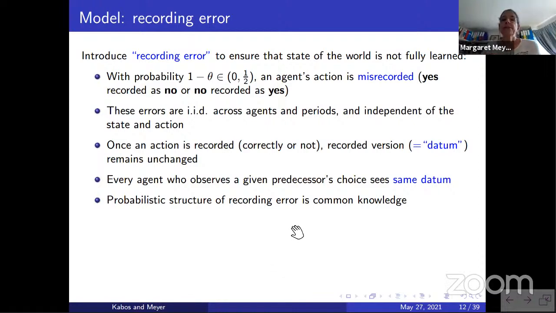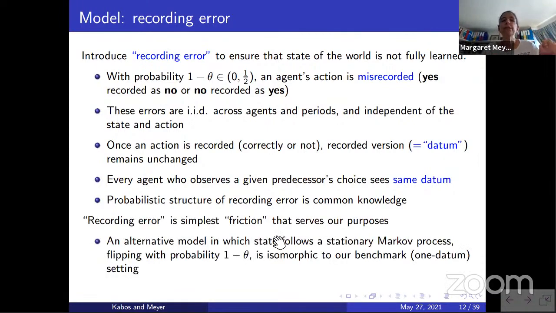I could have relaxed some of these assumptions. This is the simplest, to my mind, way of introducing a friction that serves the purpose of ensuring that in the equilibrium steady state, we won't have complete learning, and hence we can perform a non-trivial welfare analysis. An alternative model in which the state follows a stationary Markov process, flipping with probability 1 minus theta after each period, is in fact isomorphic to our benchmark 1 datum setting.